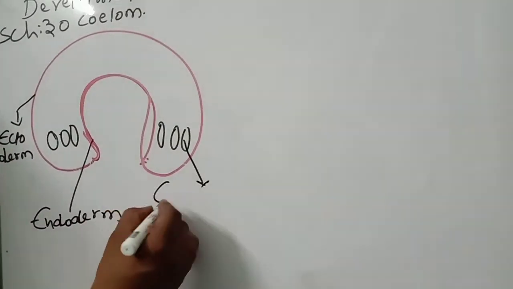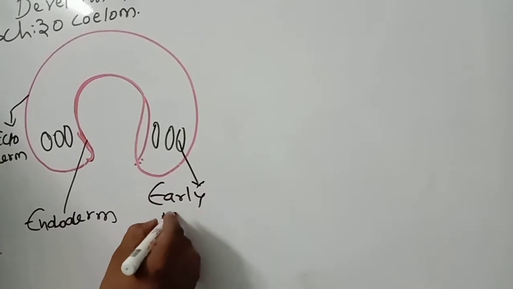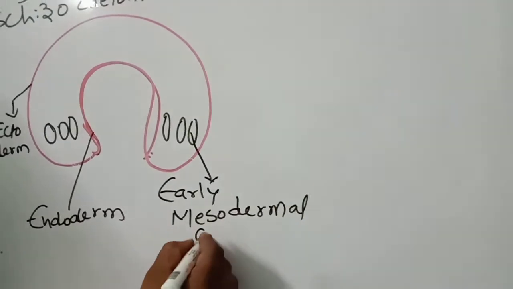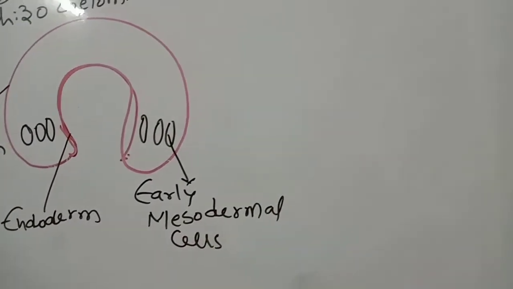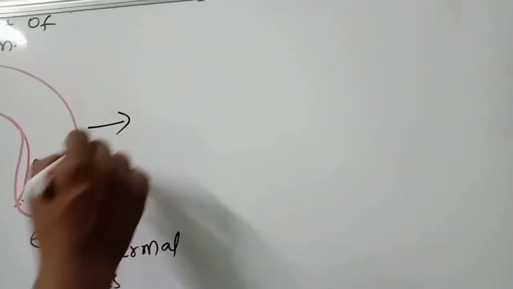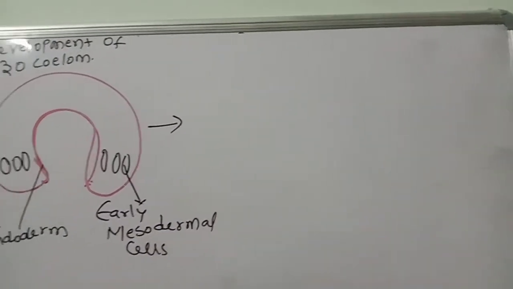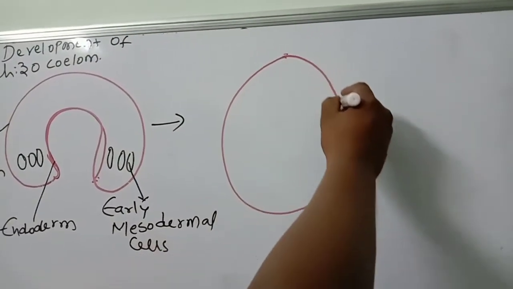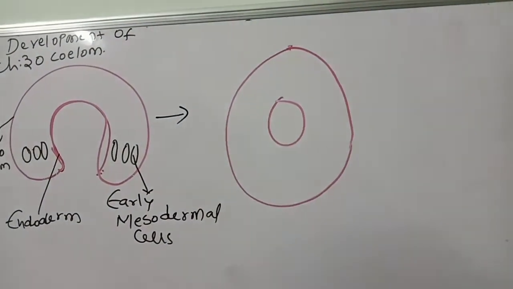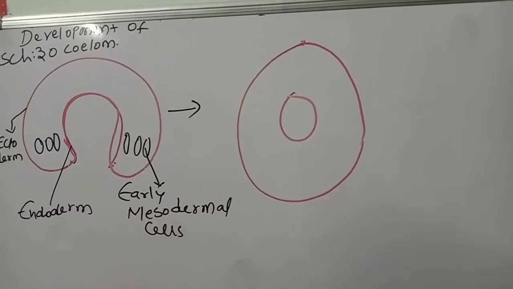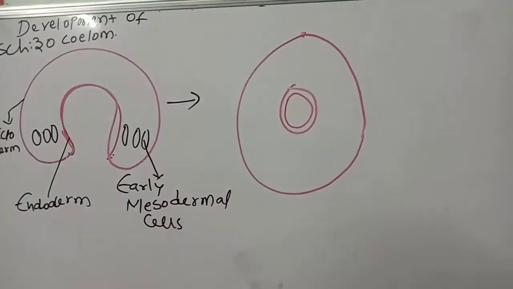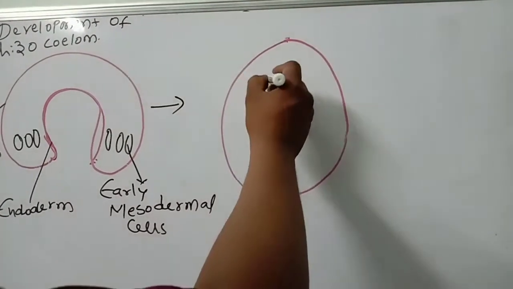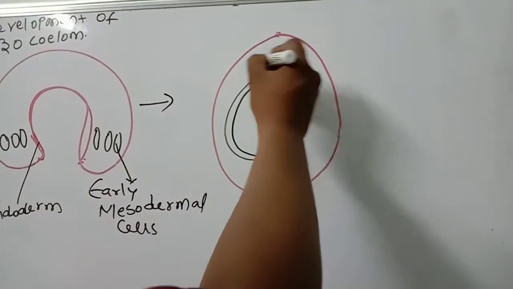These are only very important. These are early mesodermal cells. Early mesodermal cells. What will happen at the next stage? As it is, I am drawing the circle like this. You observe carefully. So that will be like this.